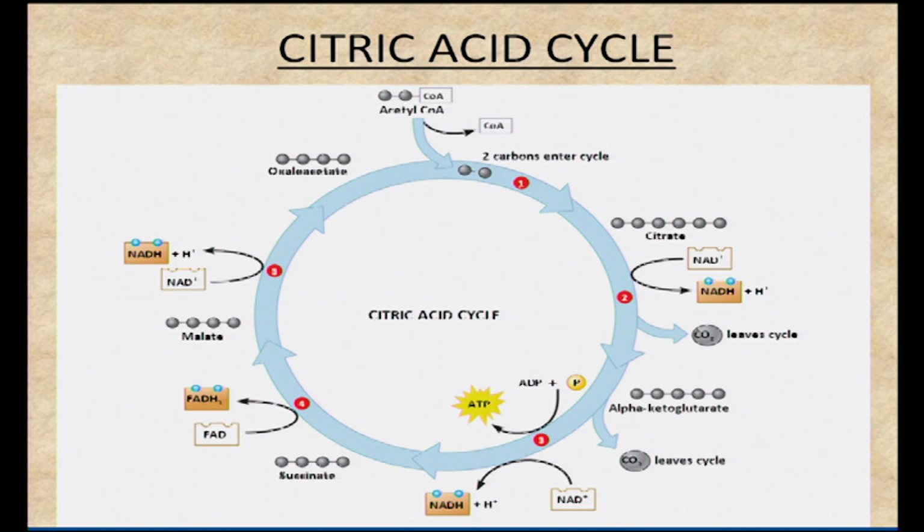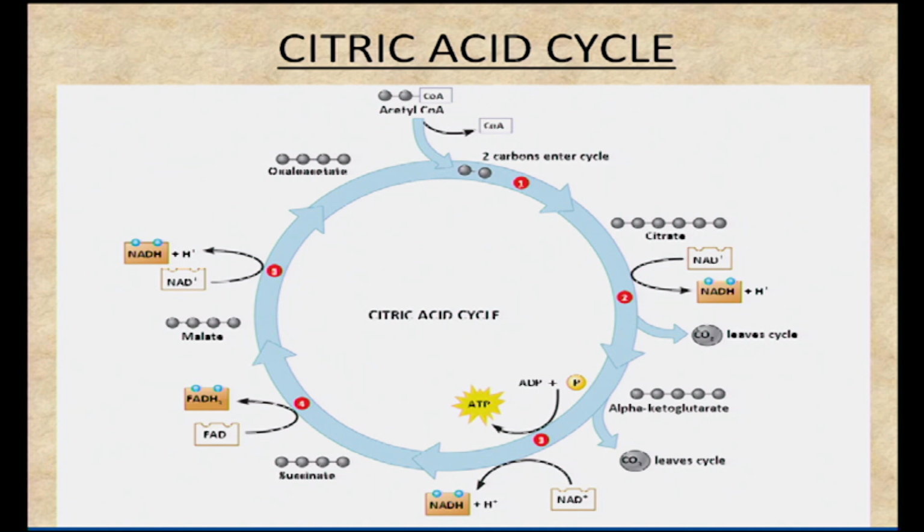So what do we get out of it? Let's count. If you look at this picture, you'll see 3 NADHs, 1 FADH2, which is another type of coenzyme, very similar, and then 1 ATP. So our net gain is going to be 3 NADH, 1 FADH2, and 1 usable ATP.